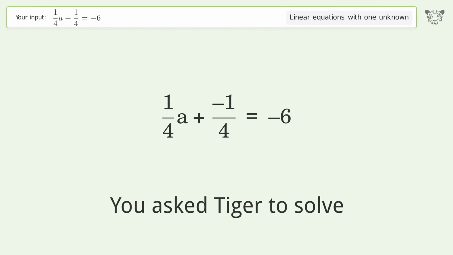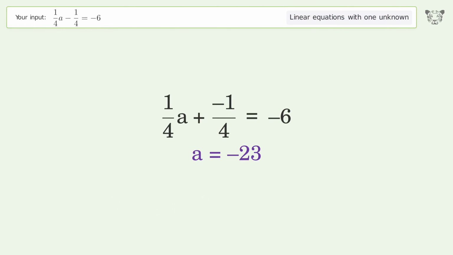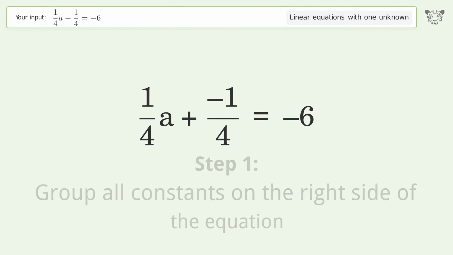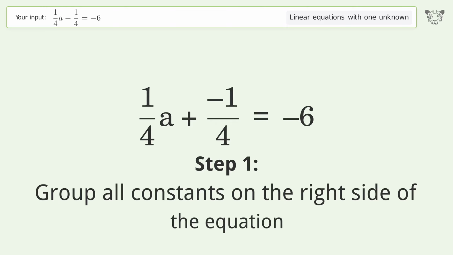You ask Tiger to solve. This deals with linear equations with one unknown. The final result is a equals -23. Let's solve it step by step. Group all constants on the right side of the equation.